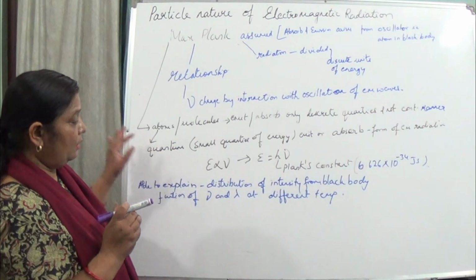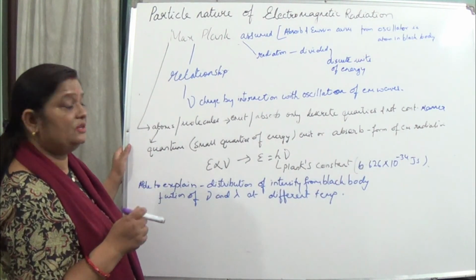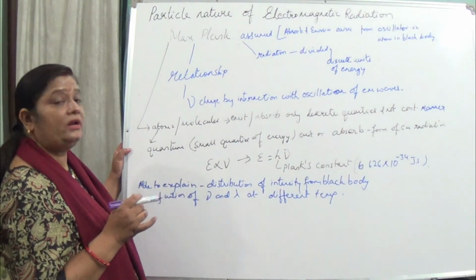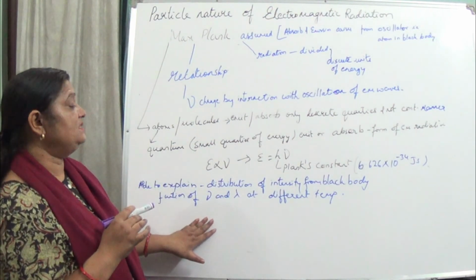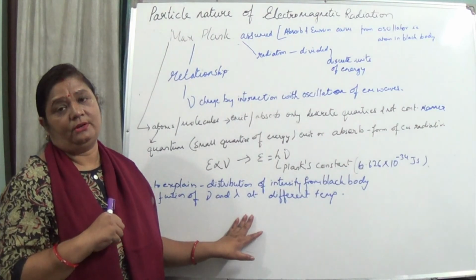According to this, you can see that he was not able to explain the distribution of intensity of the black body as a function of frequency and wavelength at different temperatures.